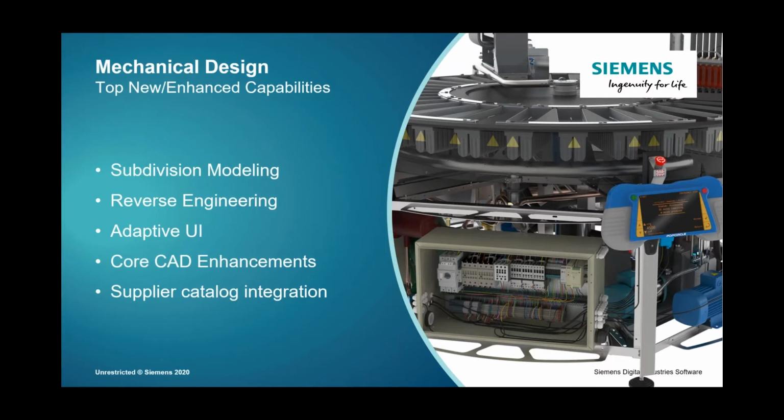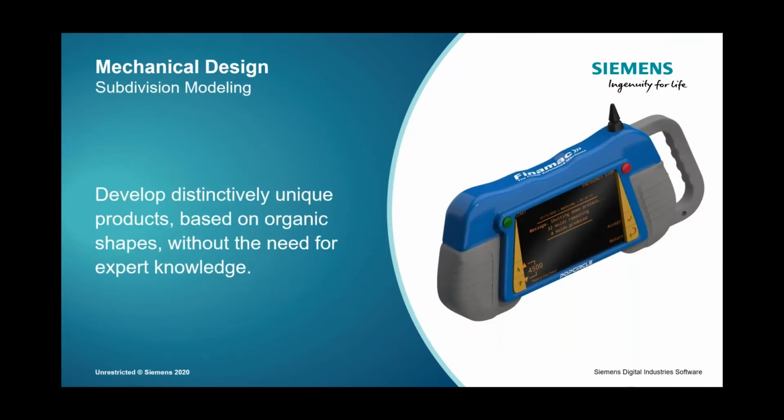So let's go ahead and start by talking about subdivision modeling. Now, this is an amazing technology because you're able to create beautiful shapes, kind of swoopy surfaces, if you will, like we see in this part. And the neat thing about this is that prior to this subdivision modeling technology, if you really wanted to do surfacing, it was more specialized. You had to have an expert surfacer who was able to get this accomplished, but not anymore. Let's take a look at how we're able to do this with Solid Edge 2021.